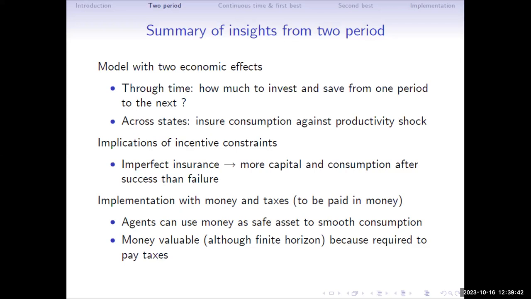And that point was already made by the new monetarist literature. And we have that money is valuable in spite of a finite horizon because it is required to pay taxes. That point was also already made. All the Chartalism literature, or modern monetary theory, or Cochrane, who is one of the people doing modern monetary theory, is arguing that. So now we're going to have infinite horizon.